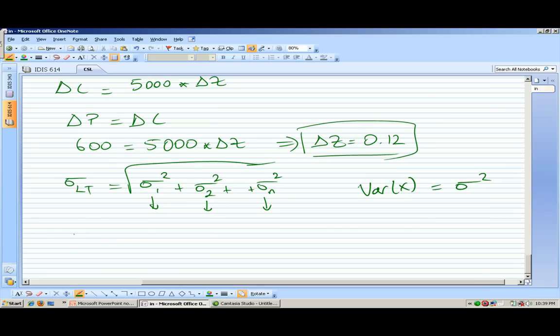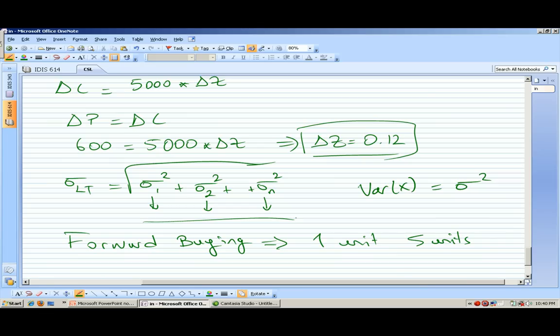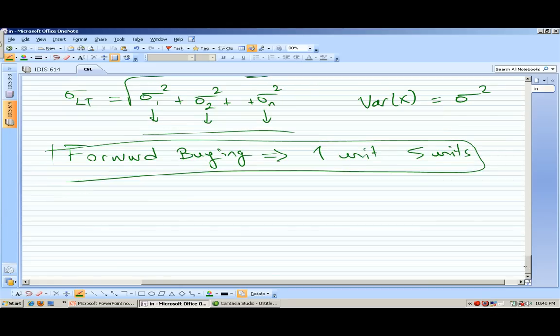In some scenarios you may not see independent demand, where you have forward buying. Basically you offer a discount or incentive to your customers, and perhaps they needed 1 unit but they bought 5 units. They are not going to buy next week. That means the demand in this week is affecting the next week's demand. In that case, you cannot use this relationship; you have to go through the covariances. But I'm just trying to be complete and not trying to scare you.